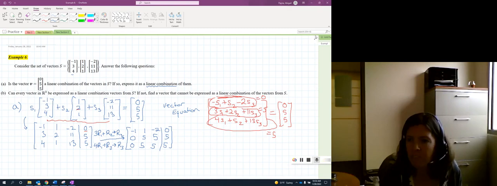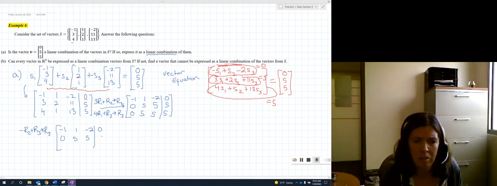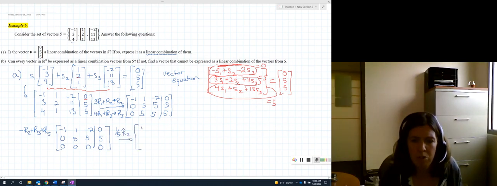I'm trying to see where I can... Oh, I can do that. I'm going to do negative row 2 plus row 3. That's going to clear out row 3. So you have 0 plus 0, negative 5 plus 5, negative 5 plus 5, negative 5 plus 5. There you go. And then the obvious next thing would probably be to take 1/5 of row 2, since those are all 5s.